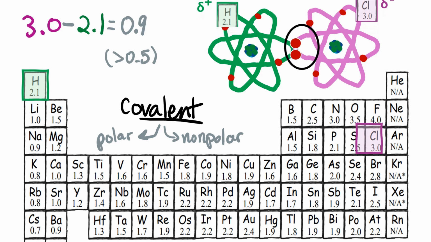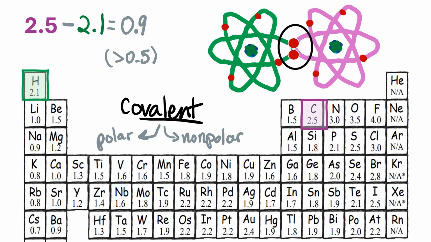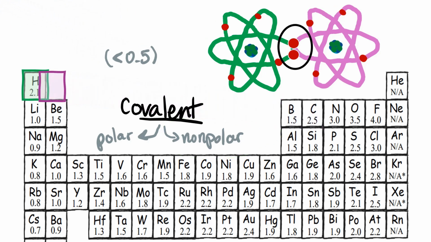What if the difference in electronegativity between the two atoms within a molecule is less than 0.5 though? Well, if the electronegativity difference is less than 0.5, the covalent bond is said to be nonpolar. In a nonpolar covalent bond, the electrons are shared almost evenly, or if we are looking at two atoms of the same element, they are shared exactly evenly. So the atoms will have no partial charges at all.